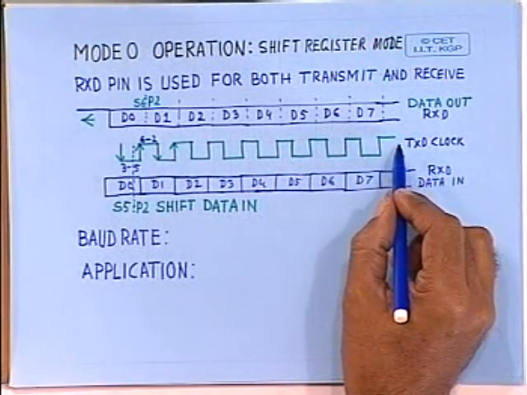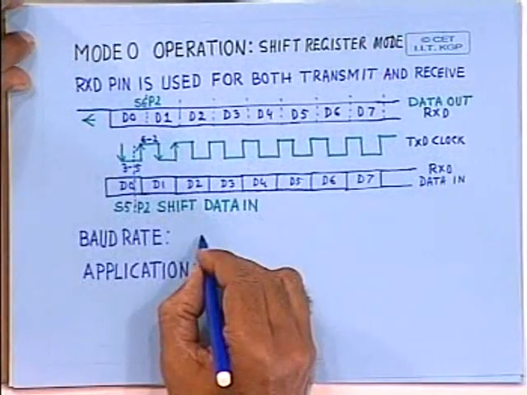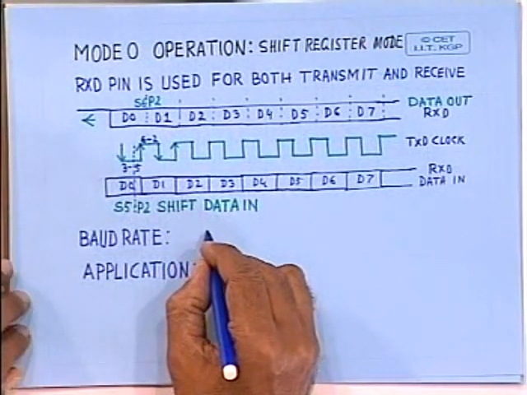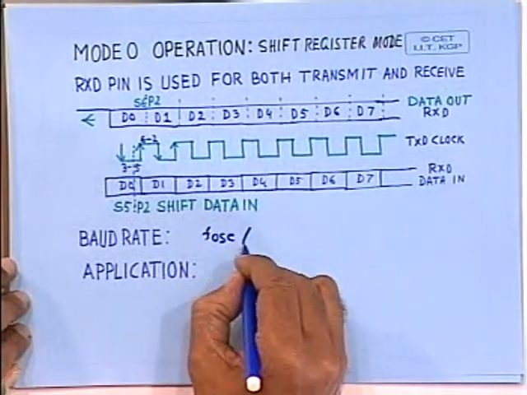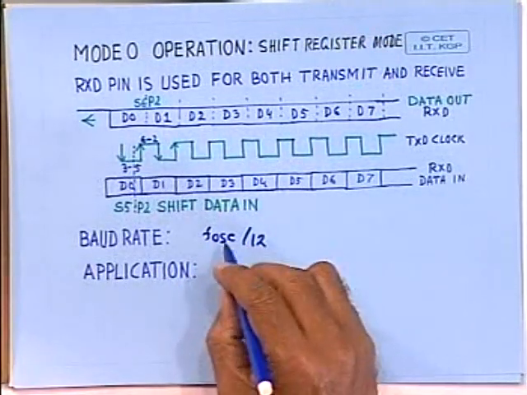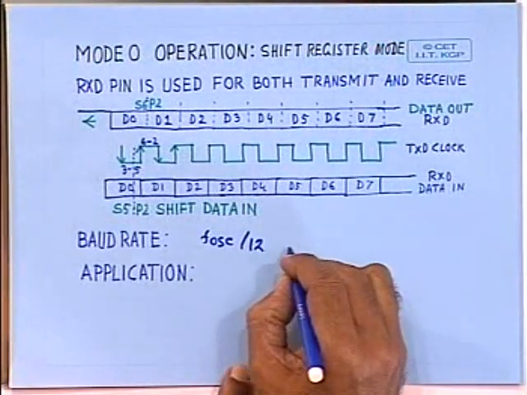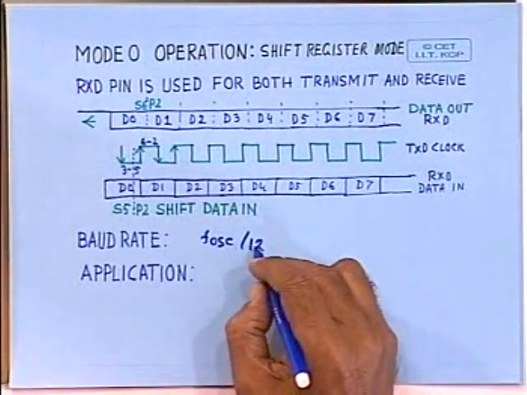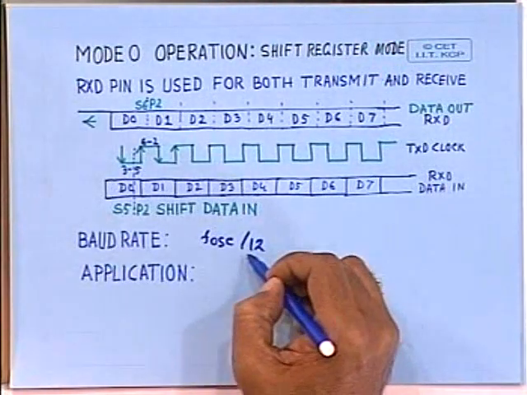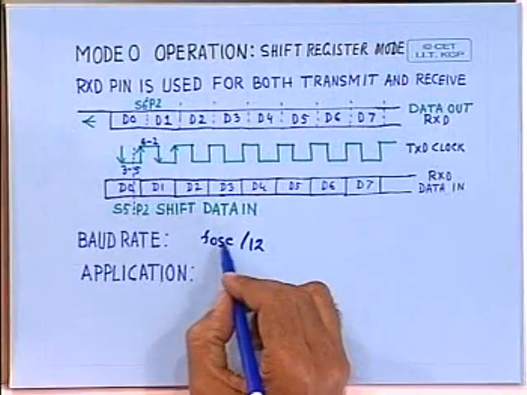is not used for data communication with computers, because the baud rate in this particular case is f oscillation by 12. So depending on the clock frequency, if the clock frequency is 12 megahertz, then the baud rate is 1 megabit per second, as I told. And obviously such a high data transfer rate is not possible in normal RS-232C or other standard serial communication modes. However, you can transfer data or shift data to some hardware device, and that is the application.